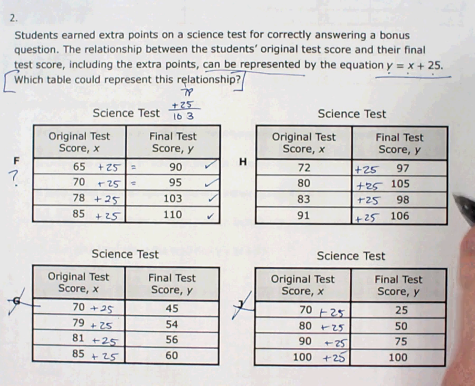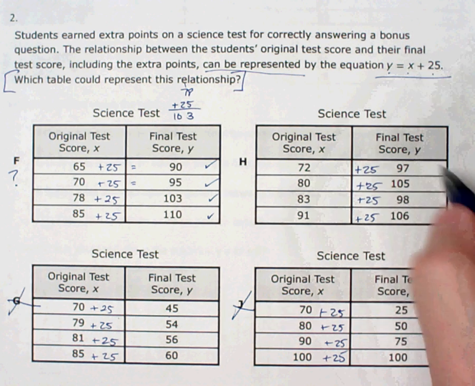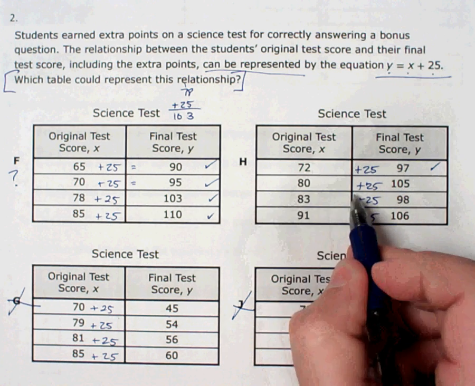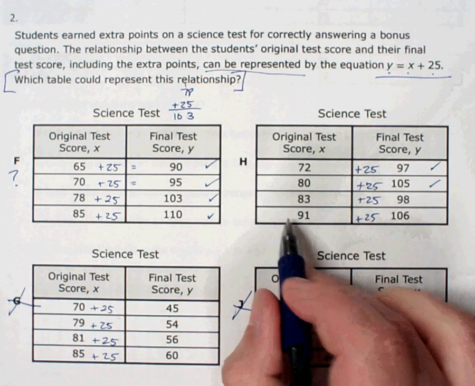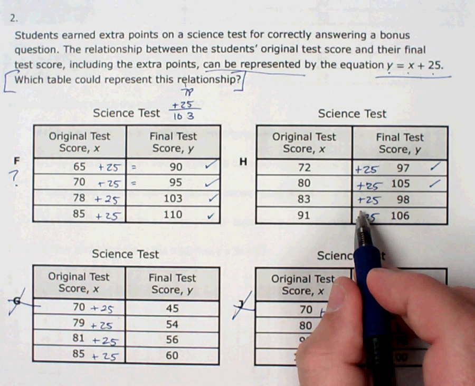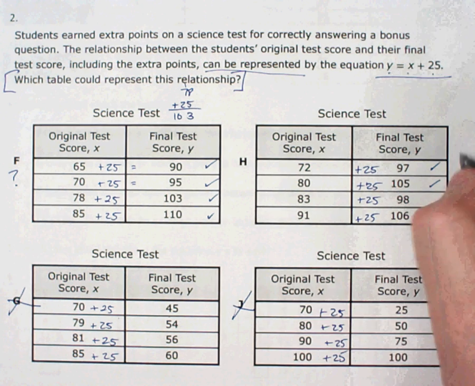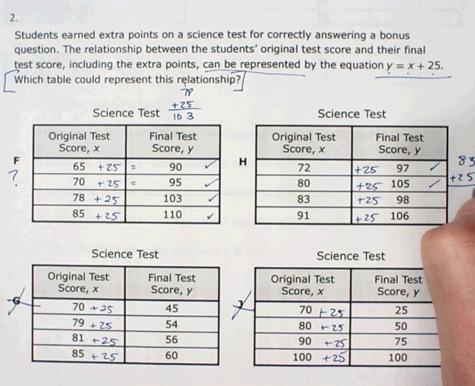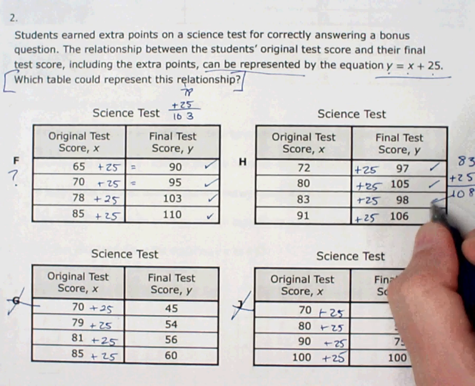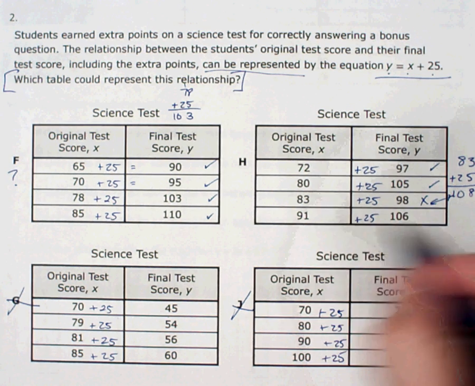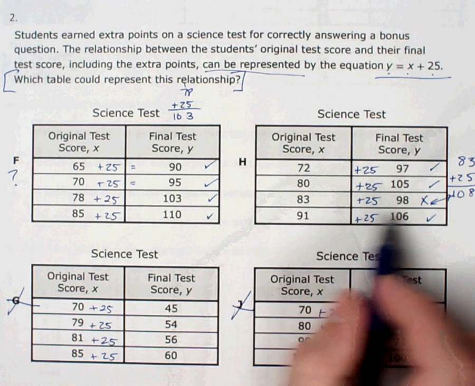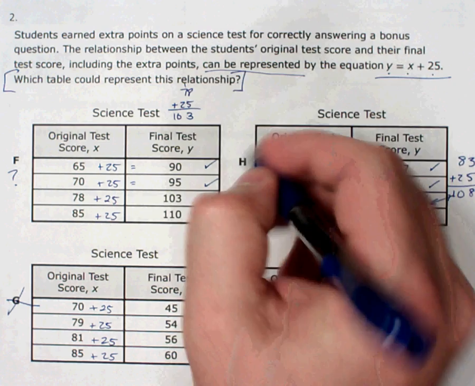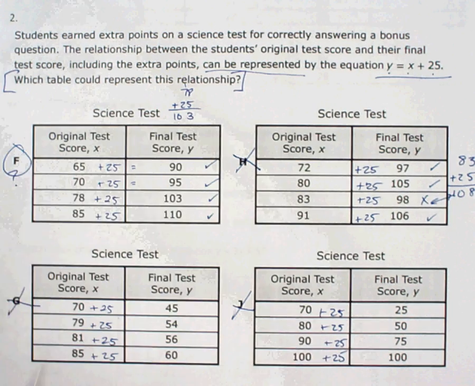So let's check H just to make sure. So 72 plus 25, 95, yes. 80 plus 25, 105, yes, that's correct. I'm not sure on this one, so let's check that one. So 83 plus 25, 108. So that does not work. That's a problem. All right. And then this one's correct. So just this one input, the third input and output for letter H, made letter H incorrect. So F is my correct answer.